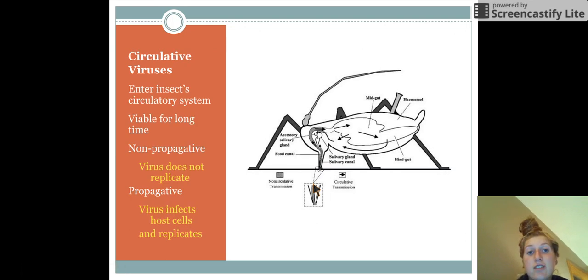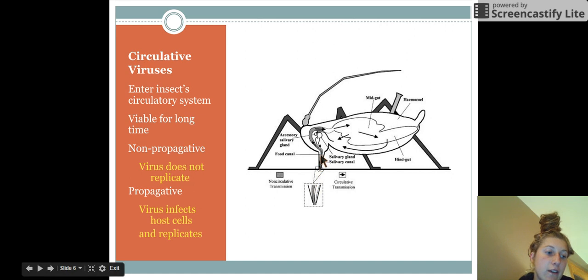Circulative viruses enter the insect's circulatory system and are viable for a long time, sometimes even for the entire insect's life. Additionally, there are two types of circulative viruses, non-propagative and propagative. With a non-propagative virus, the virus will enter the food canal, go into the midgut, then the hindgut and near the hemocoel, and then go back to the salivary glands and back to the plant via the saliva canal when the aphid feeds on another plant.